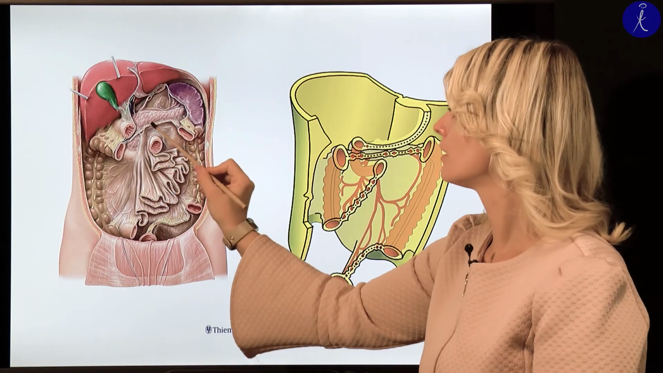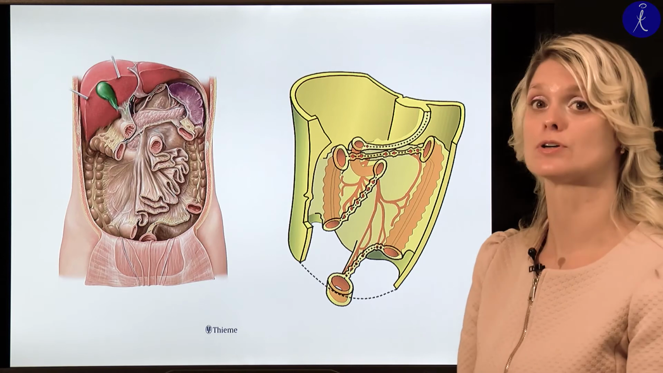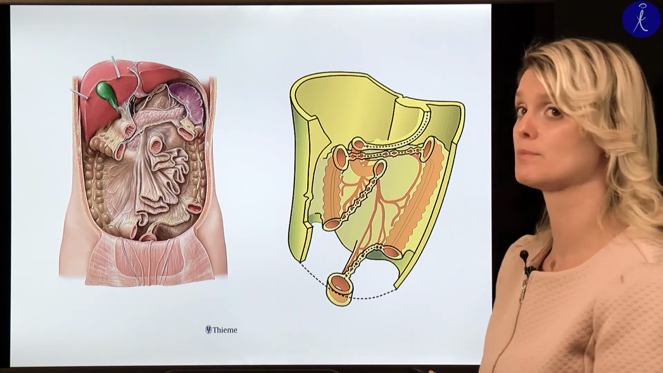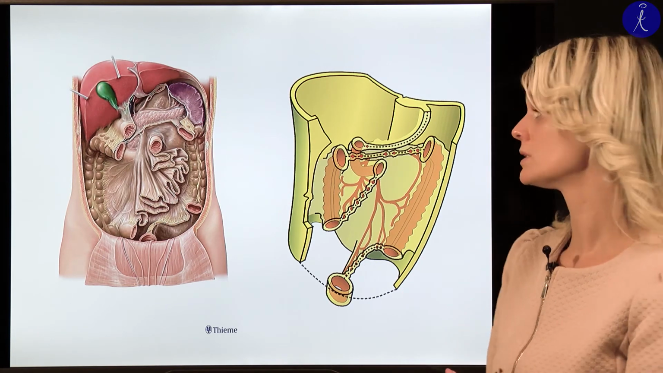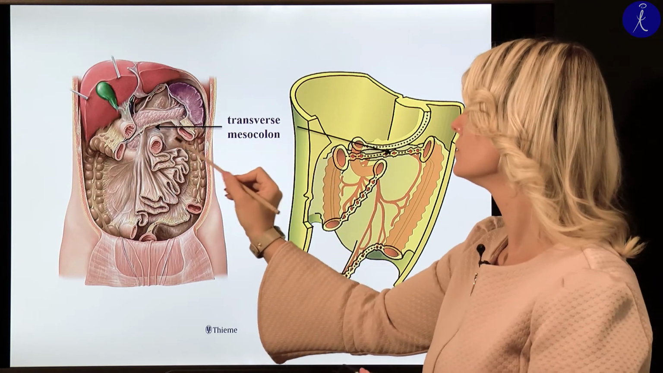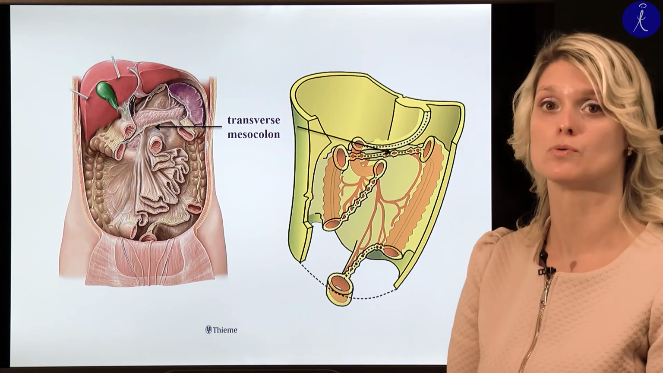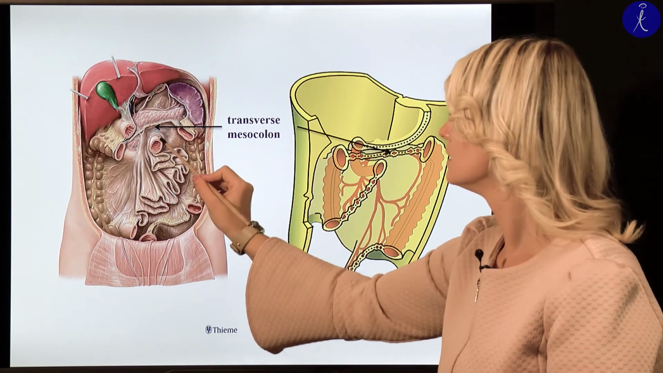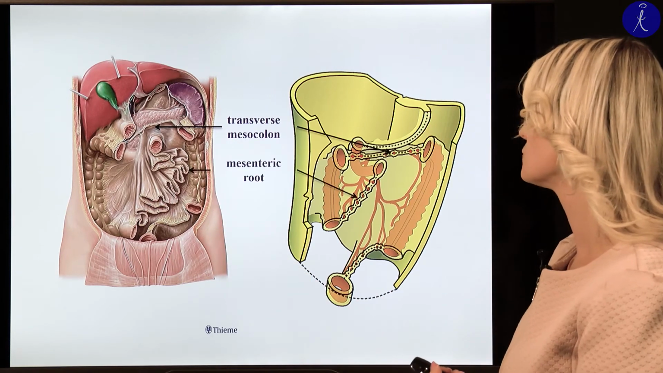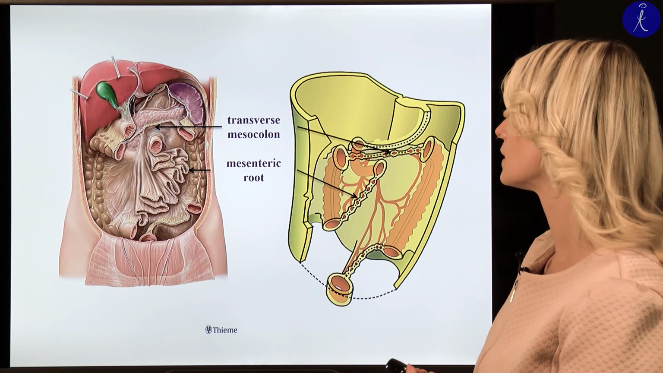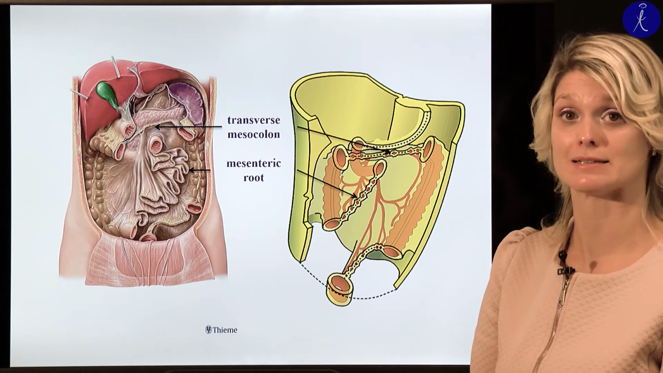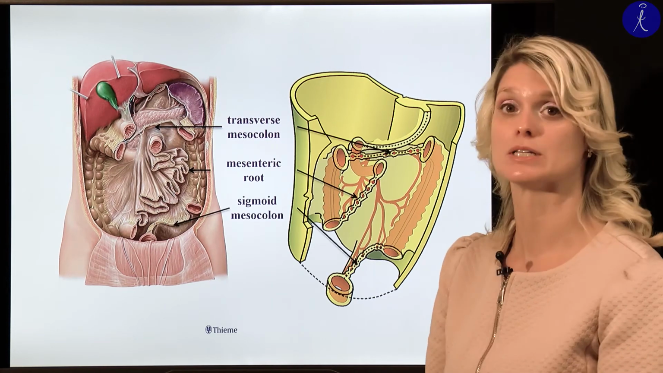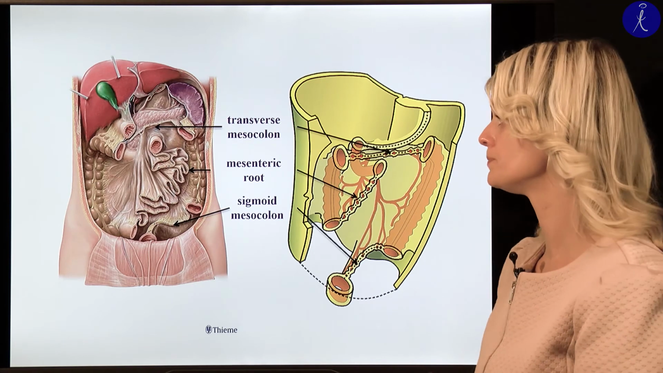But we have other parts which will be intraperitoneal, and they will be fixed to the posterior body wall with a double layer of the peritoneum. What are those? The transverse colon is fixed to the posterior body wall by the transverse mesocolon. The jejunum, ileum loops will be fixed towards the posterior body wall with the mesentery, and the sigmoid colon is fixed with the sigmoid mesocolon to the posterior body wall.